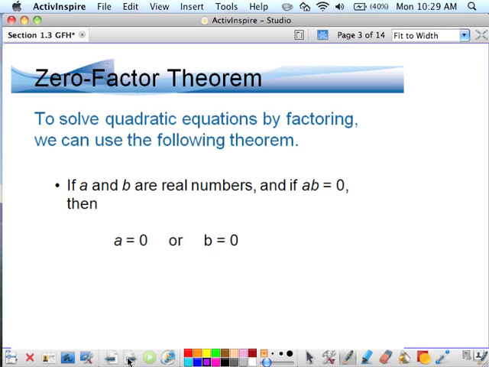It says that if a and b are real numbers and we know that the product of a and b equals 0, then it has to be true that one of them equals 0. And that's what allows us to solve by factoring. If it equals 4 or 7 or -3, you cannot solve it by factoring. It has to be equal to 0 first to solve by factoring.